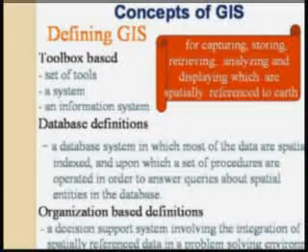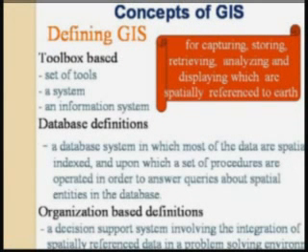You can also say the GIS definition is a database definition: a database system in which most of the data are spatially indexed, with a set of procedures operated in order to answer queries. Another is the organizational-based definition. Earlier I showed a slide telling that it is a decision support system, integrating spatially referenced data to give a problem solution. So this is the definition of GIS.